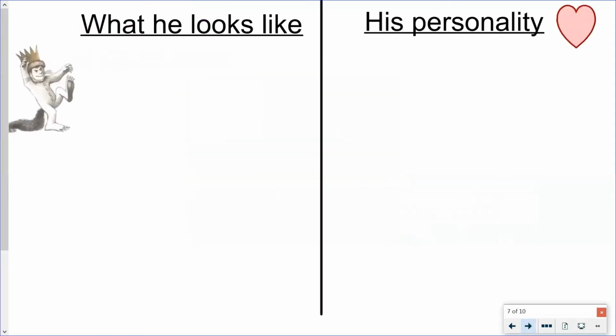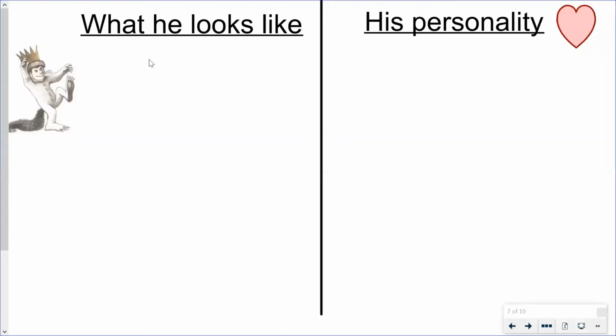Now, today we are going to have a look at Max, because Max is the main character in our story, and we're going to use some adjectives to describe him. First, we're going to use some adjectives to describe his appearance. So what does he look like? And then we're going to describe his personality. That means what kind of a person Max is. Now, I would like you to pause the video and see if you can think of any adjectives to describe Max. I'll wait right here for you.